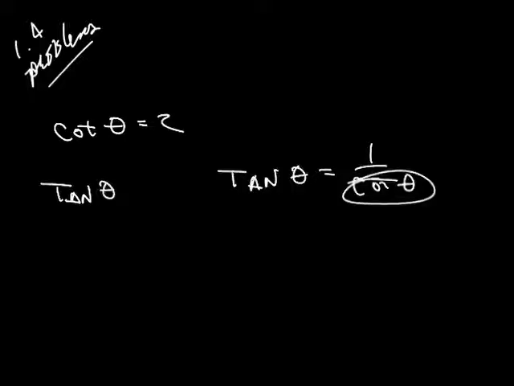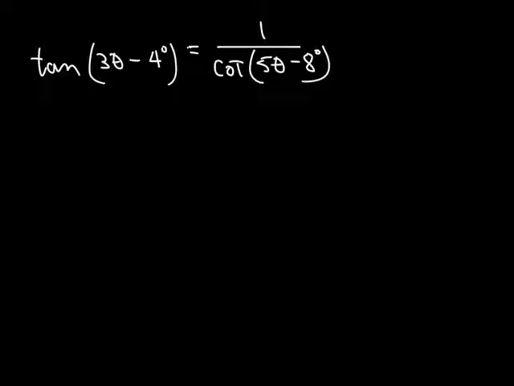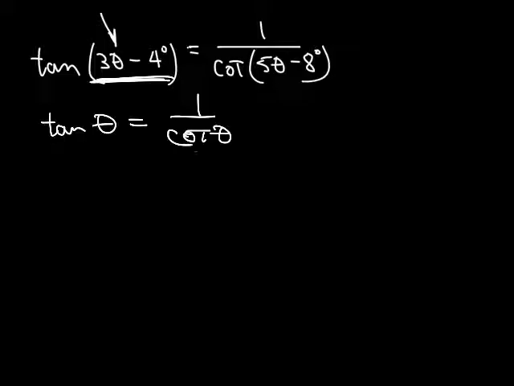21 to 24. They're asking you to find the value of each variable. Theta is the variable. It's an angle. So you're trying to find out what that angle is. Okay, so look what we've got. We know that the tangent of theta is equal to that. So in other words, the tangent of an angle is equal to 1 over the cotangent of an angle. So that means this theta and this theta are equal, right?